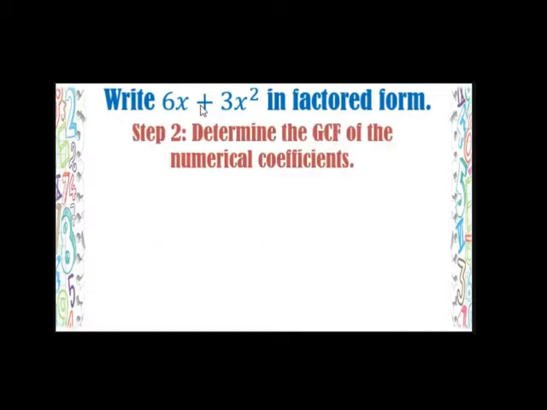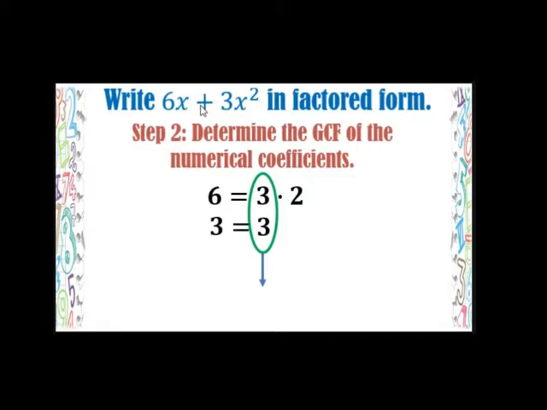Determine the GCF of the numerical coefficients. That numerical coefficient is the term's number part. So for 6x, the numerical coefficient is 6. And for 3x squared, we have 3. Factors of 6 are 3 and 2. And factors of 3, we have 3 and 1, or simply 3.